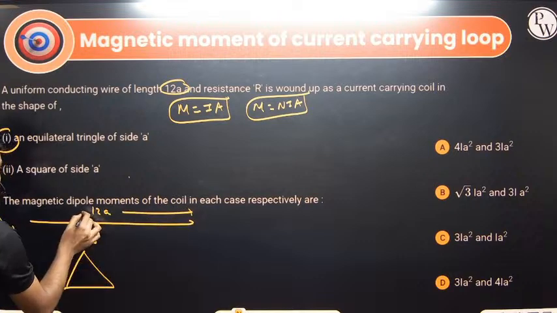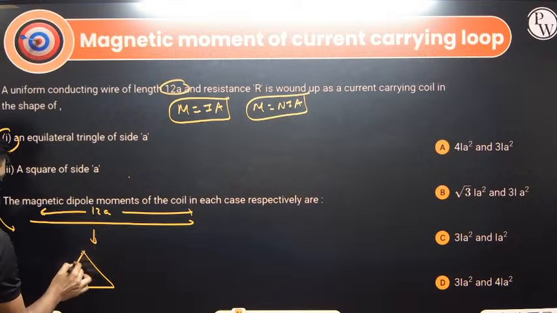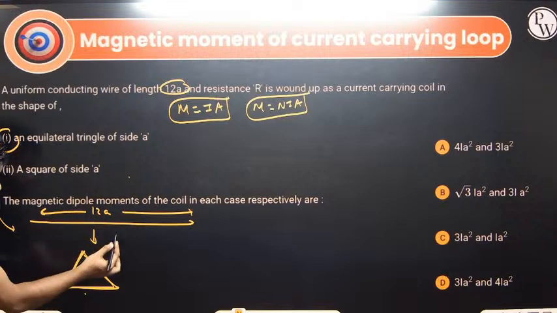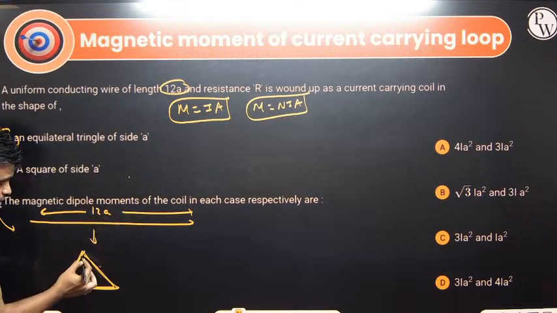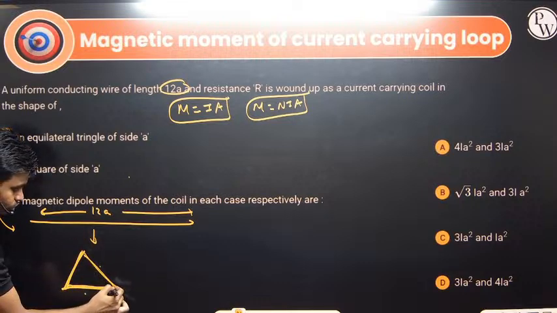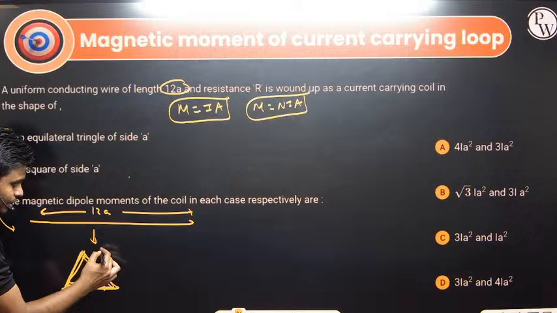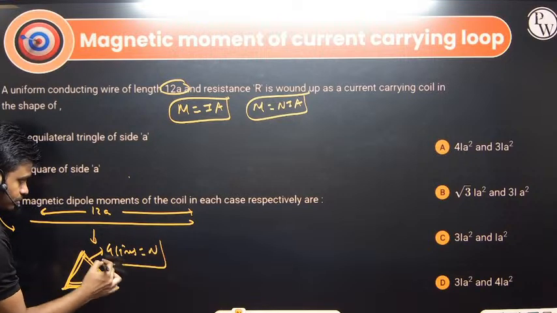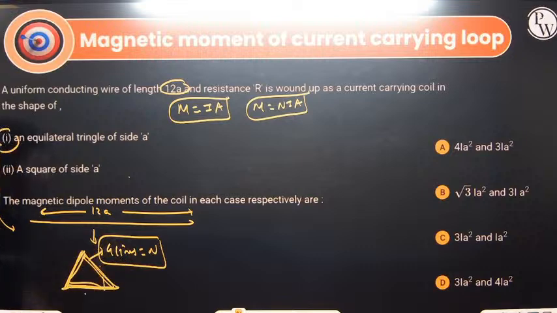We are molding in this particular manner. So 12A, and the side length is A. So how many turns can we make if we are molding into a triangle? The total perimeter of this triangle is 3A. How many times? Like that, 1, 2, 3, 1, 2, 3. Like that we can mold 4 times. So here the number of turns N is 4.